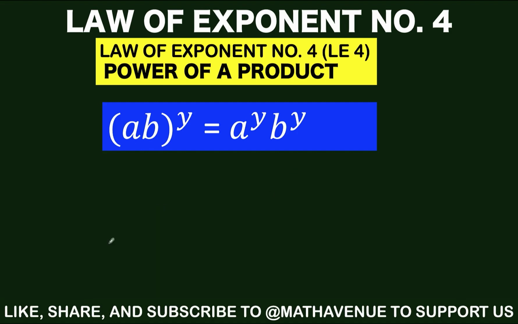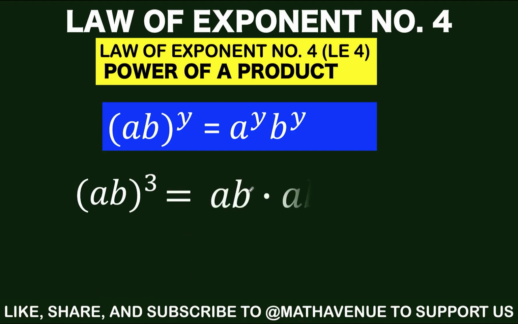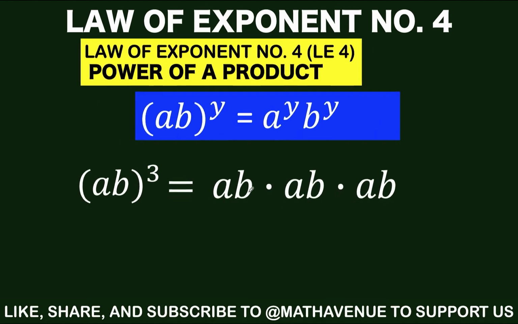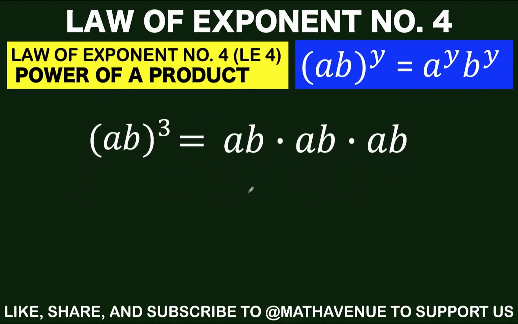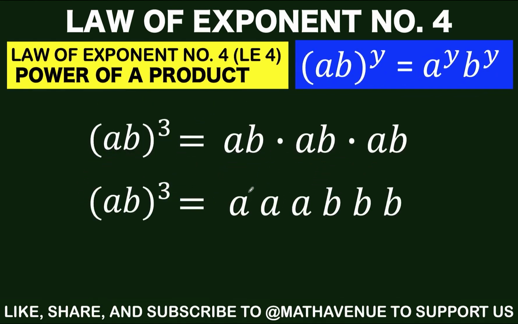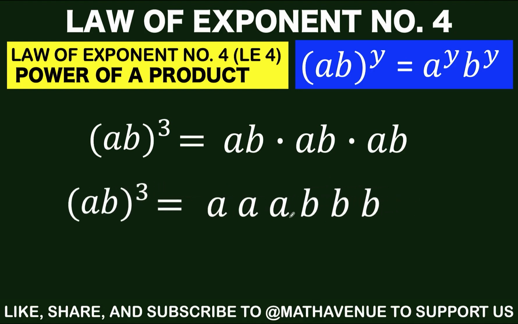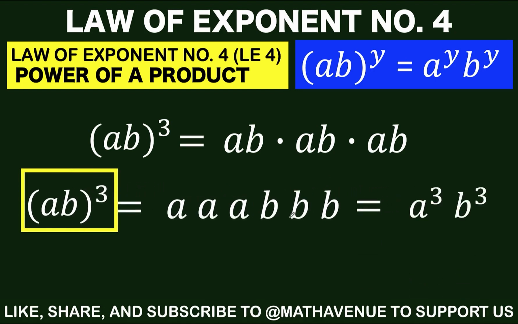Now, let's concentrate on the first case. Let's say we have this example, the quantity AB raised to the third. Without knowing law of exponent number 4, our tendency is just to expand this using the definition of exponent. Then we rearrange applying the commutative and associative property to make it look like this. Then group together these 3 a's multiplied by itself and these 3 b's multiplied by itself. So this a times a times a is simply a to the third, and this b times b times b is b to the third.